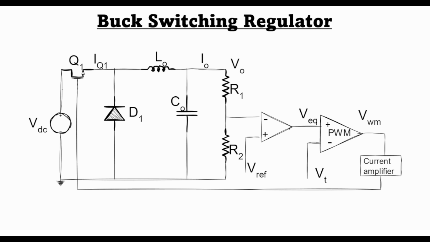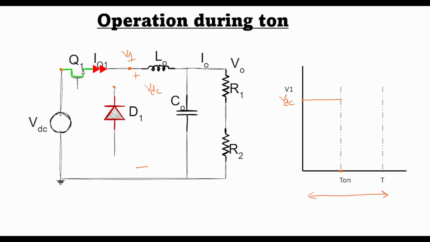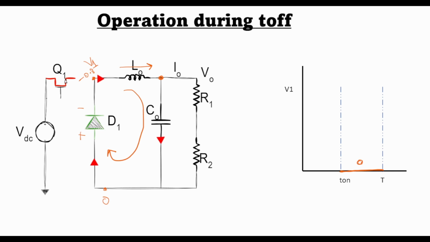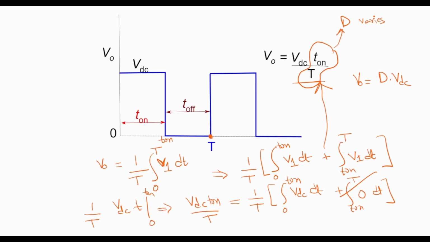In my previous lecture, we started looking at the buck switching regulator. We saw its operation during the T on mode as well as during the T off mode, and we also established that the average output voltage of a buck switching regulator is equal to VDC times T on over T, where T on over T is also called the duty cycle. So if you haven't seen my previous lecture, you can click the link here and see it.